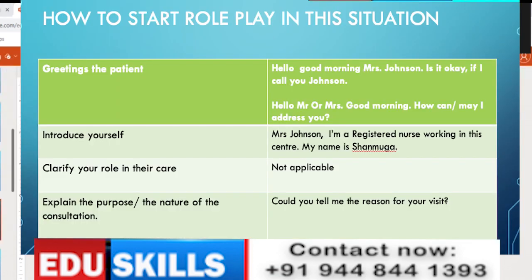So how can you open the role play with examples? First, you can greet the patient. Hi, hello, Mister. In the UK or European countries, they will book the appointment and give the name at the reception. With that name only, they will call us. So if you know the patient's name, you can call Mrs. Johnson. Is it okay if I call you Johnson? You can confirm and respect their wishes, or if they don't want to be called Johnson, they will give you the name. So you can ask in that way.